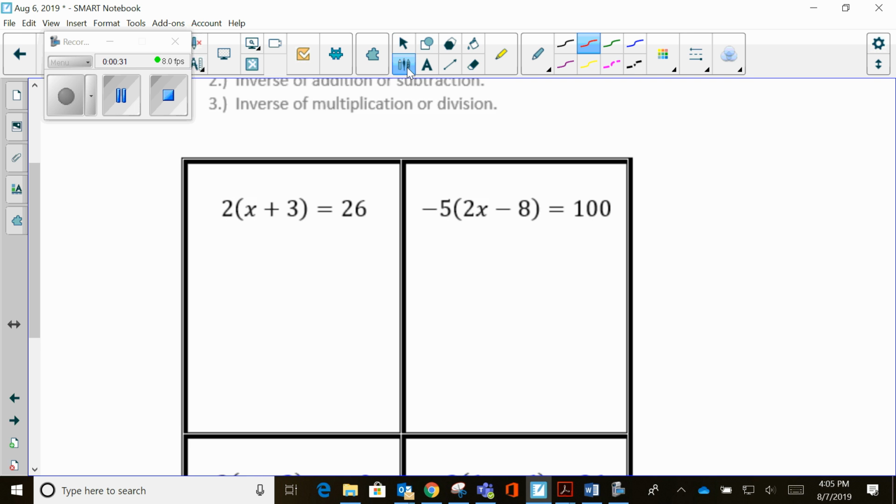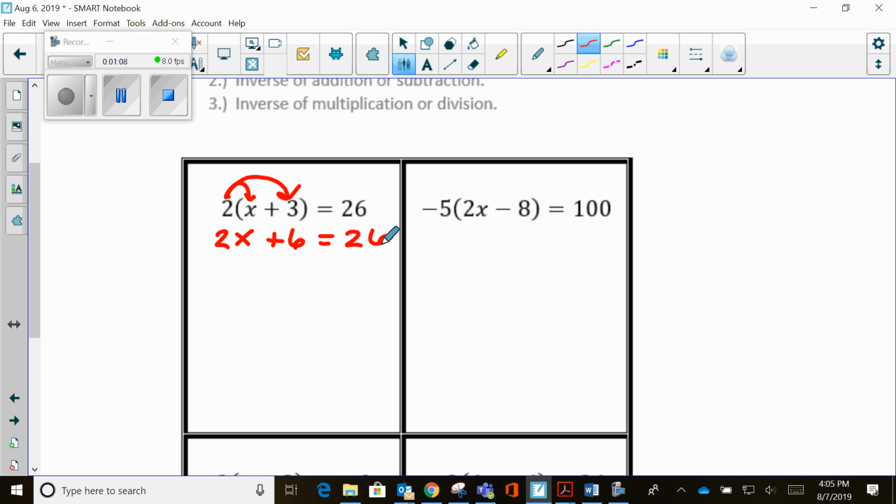The first example is 2 times, parentheses being multiplication, x plus 3 equals 26. We are going to distribute the 2 to every term inside the parentheses, and we are using the operation of multiplication. So 2 times x is 2x, 2 times 3 is 6, equals 26.